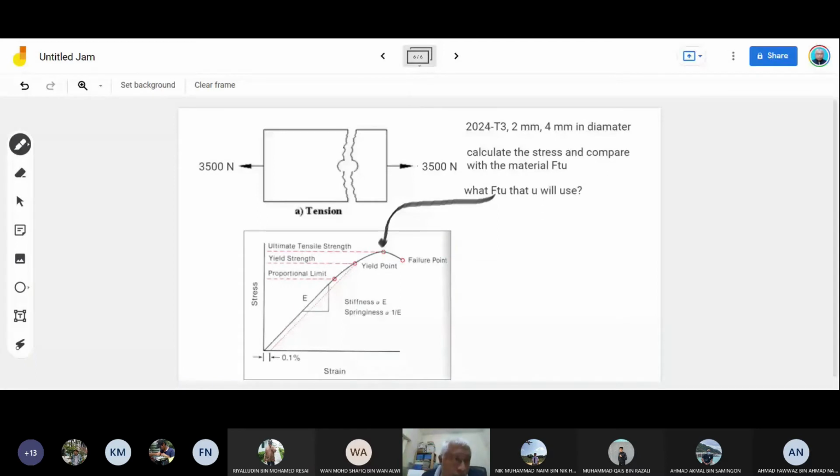Okay. First step is to determine the FTU, to determine either FTU or 1.5 FTY. Okay. Why? Why do we need to look at this yield? You multiply by 1.5. You have to choose which is the maximum.